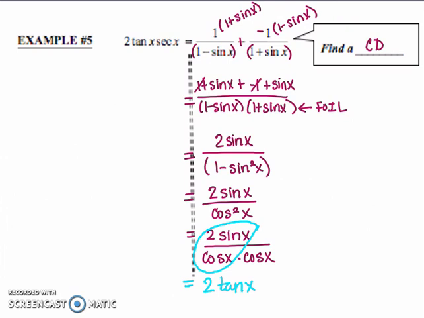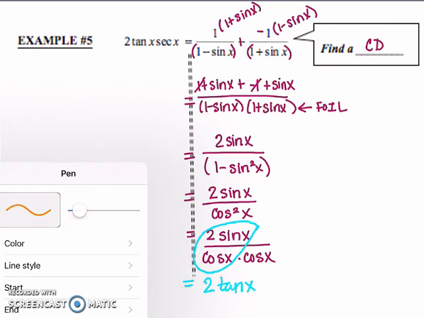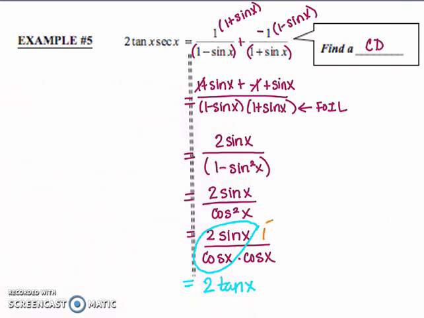And then if I put a 1 right here, 1 over cosine x, that's my secant x. So there we go. Example number 5, verified.